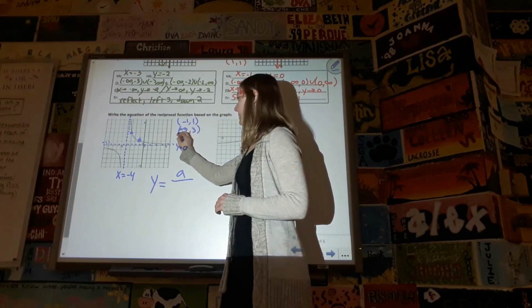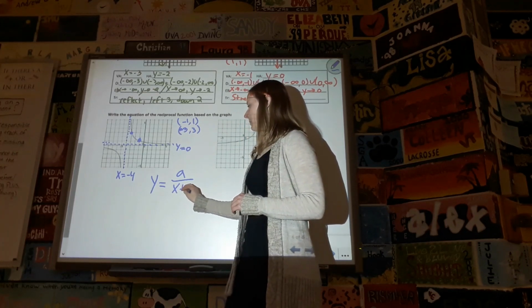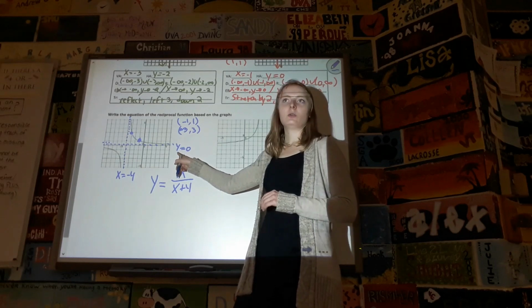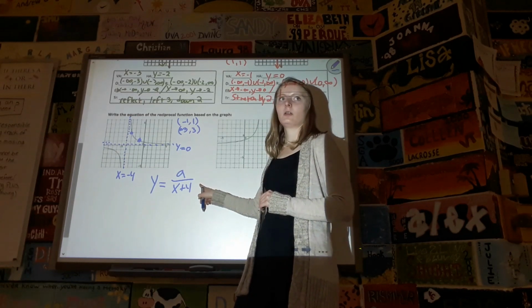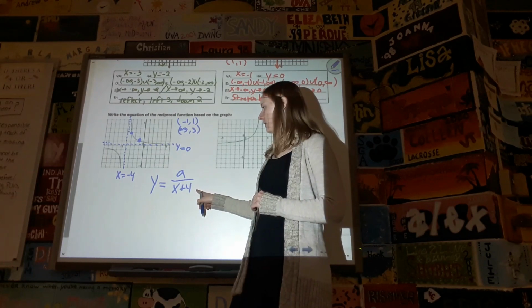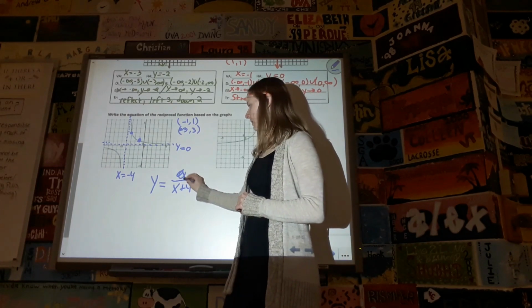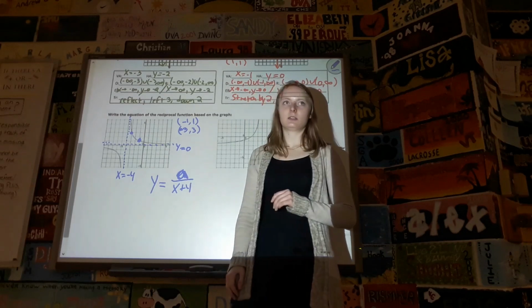Sorry, my bad. So x plus 4, and because the horizontal asymptote is 0, we don't have anything added here, right? That's an a. So I don't know what A is, okay?